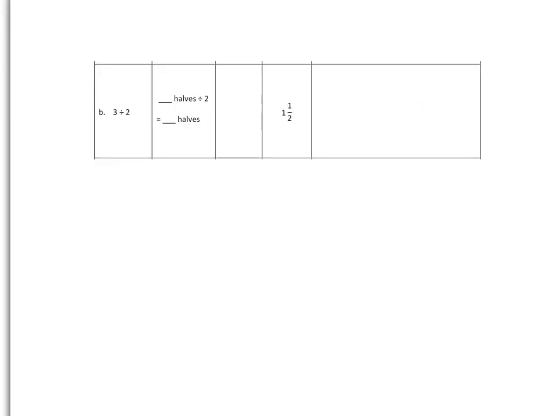So on your homework, you have a couple problems like this on a table, and we have 3 divided by 2. So if I had 3 items, that means I also have 1, 2, 3, 4, 5, 6 halves. And 6 halves divided by 2, of course, is 3 halves. The improper fraction would be 3 halves.